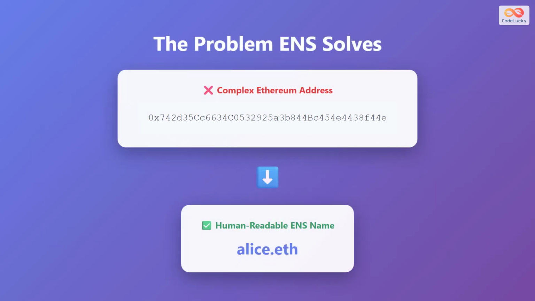Let's look at the problem ENS solves. Traditional Ethereum addresses are incredibly complex. They look something like this: 0x742D35CC6634C0532925a3B844BC454E4438F44E. These addresses are nearly impossible to remember and very difficult to share. ENS transforms these complex addresses into simple names like alice.eth, making blockchain transactions much more user-friendly and reducing the chance of errors.